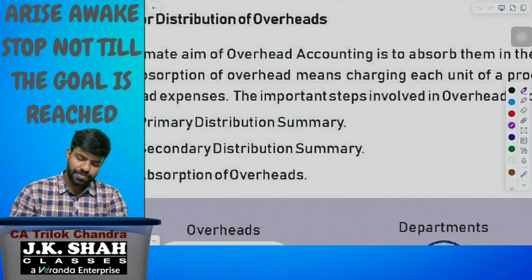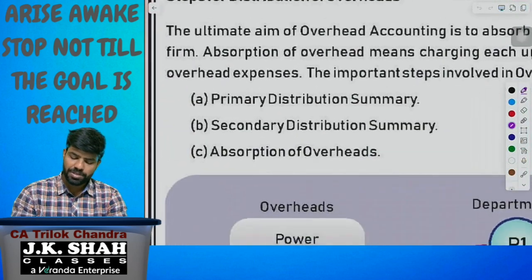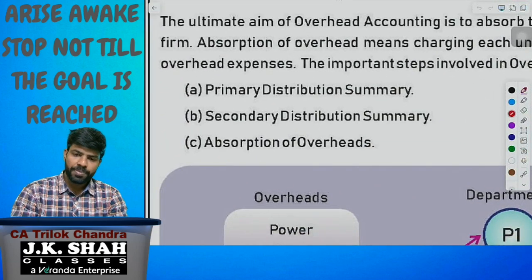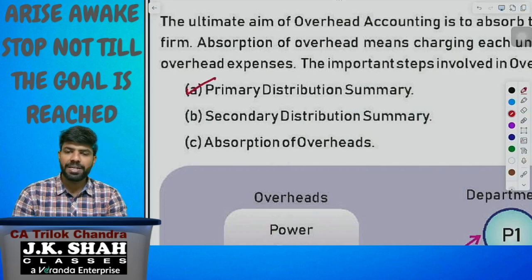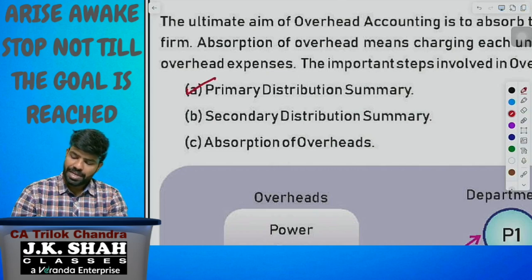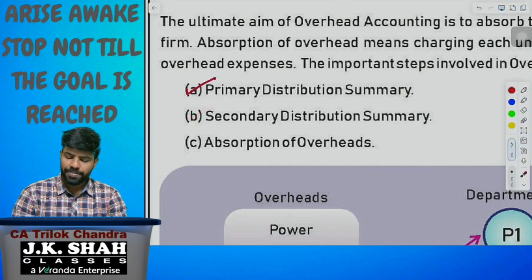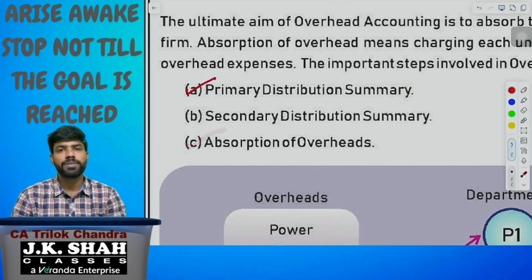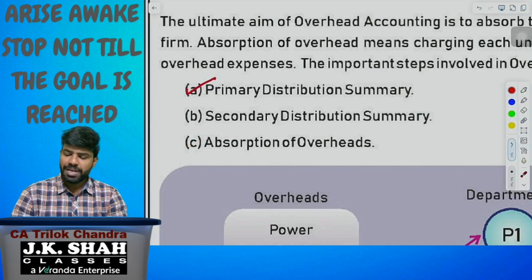Please understand, there are three steps in the absorption process. Number one, primary distribution summary. Number two, secondary distribution summary. Number three, absorption. These are the three steps involved in the absorption process. Let us discuss one by one.